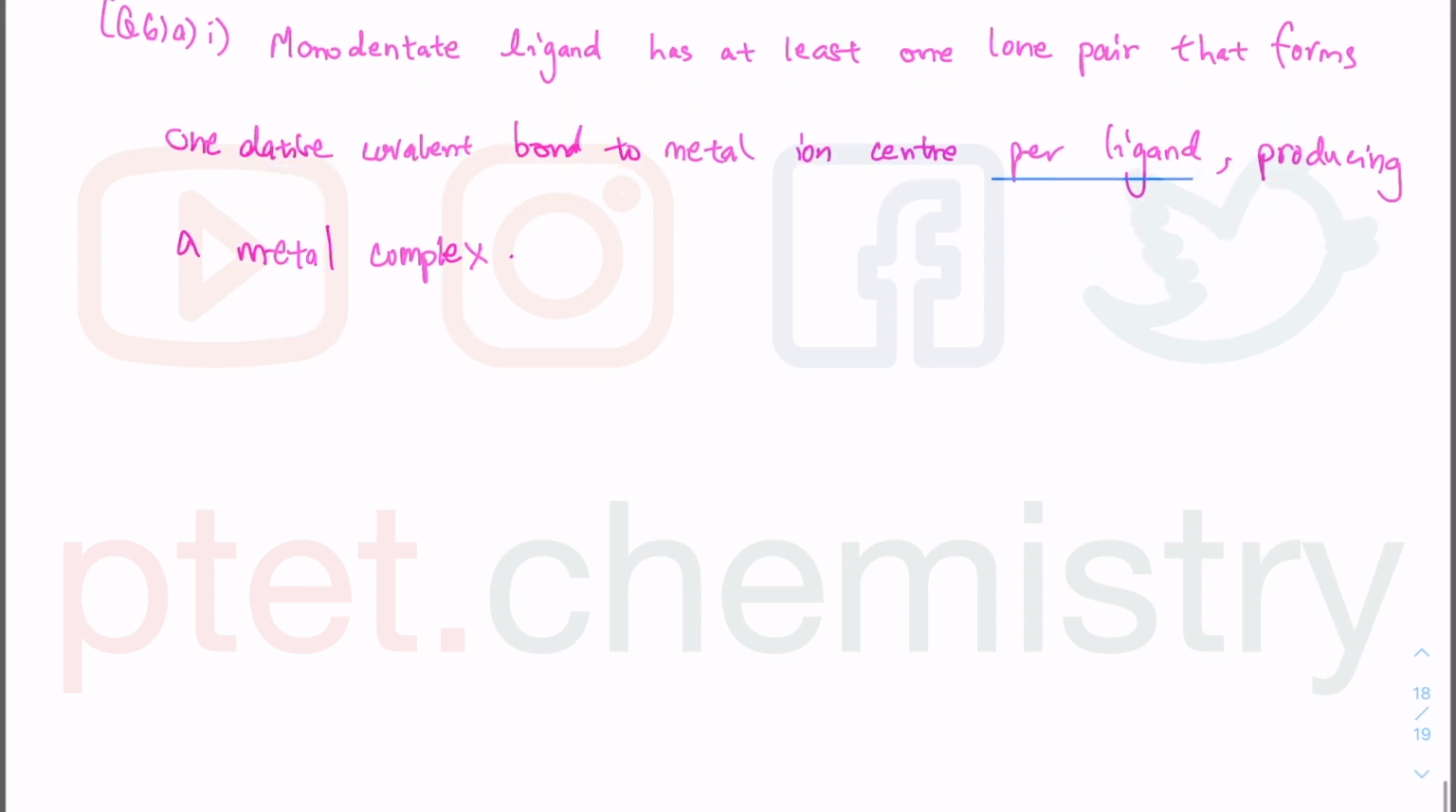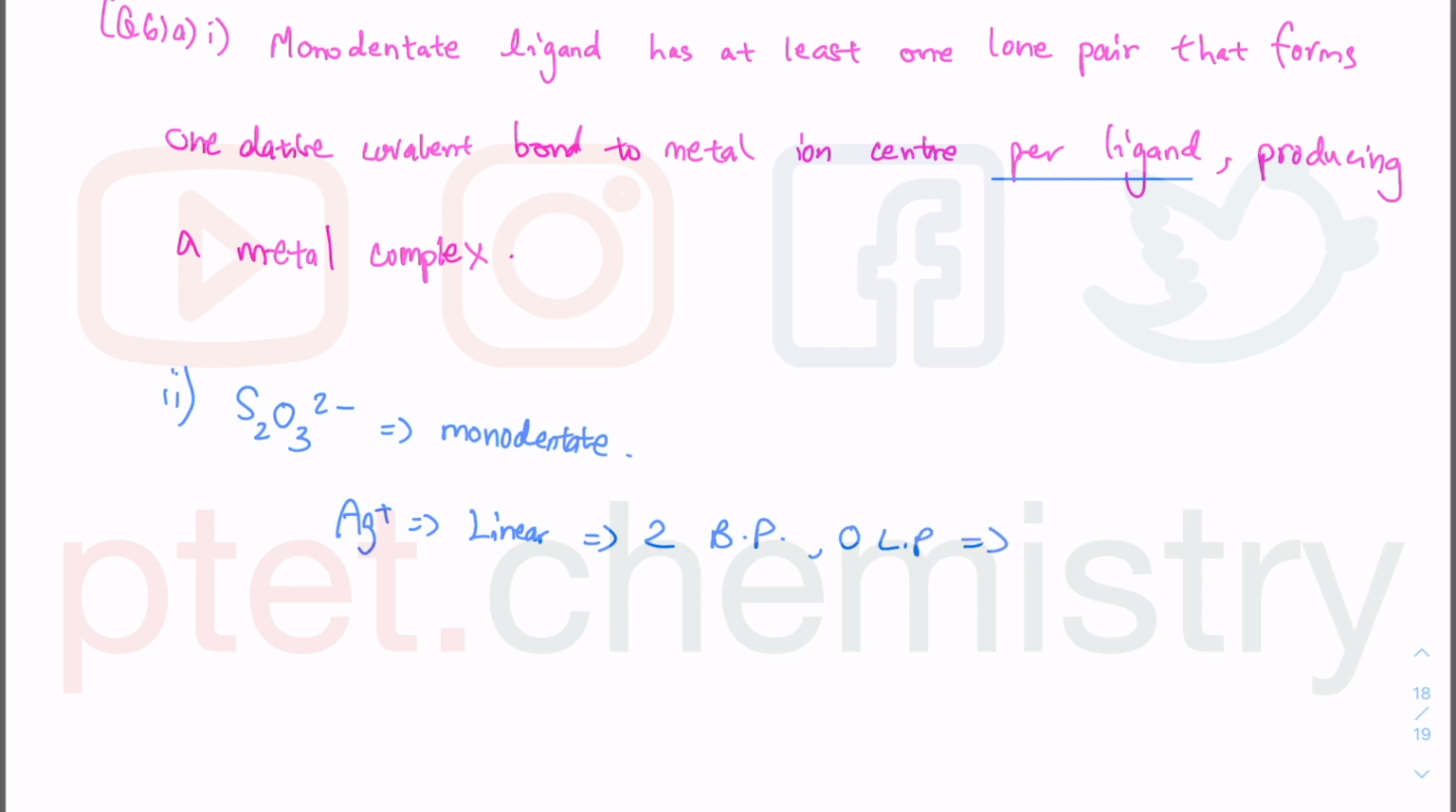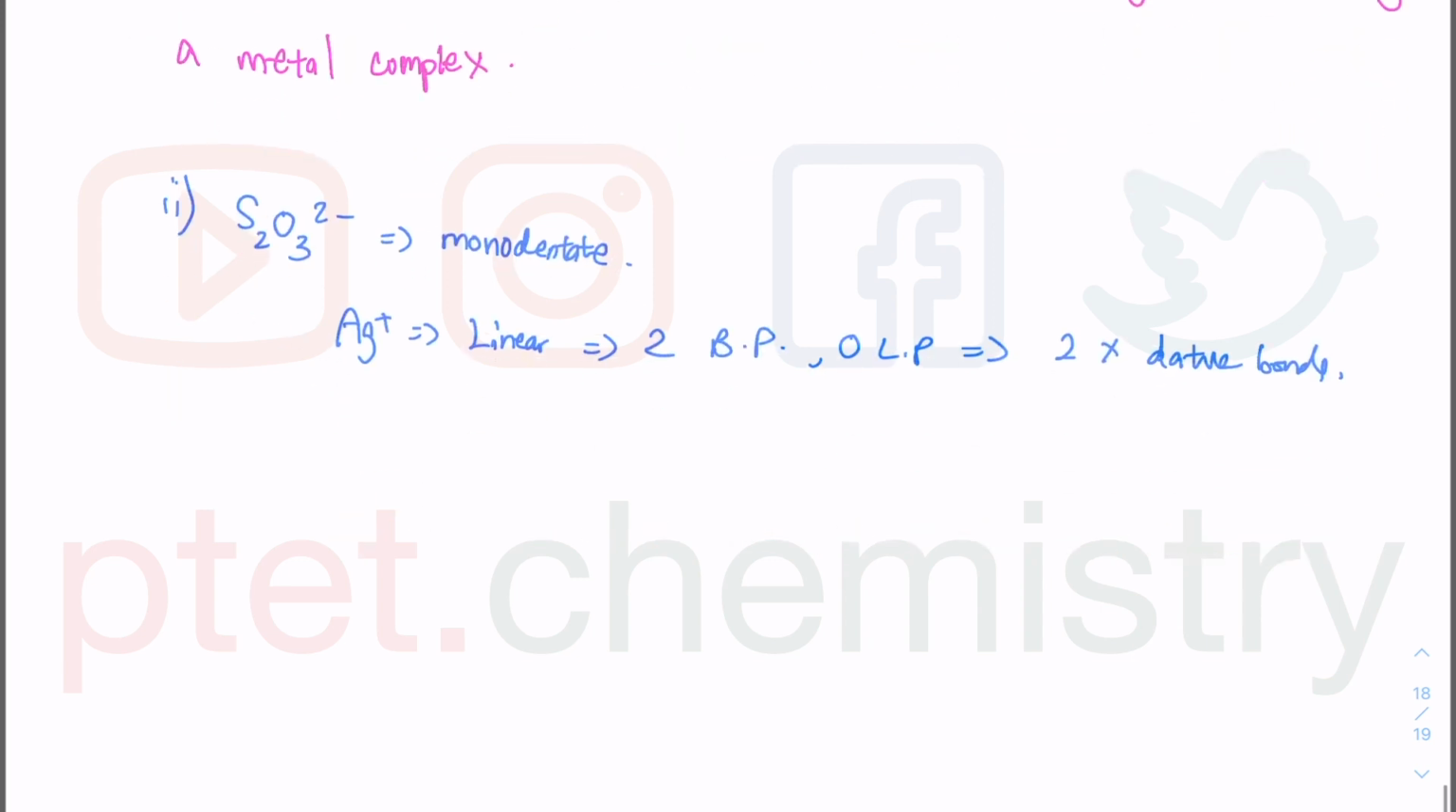So the next part of the question is basically about this S2O3 2 minus. They tell you that it's monodentate, and then they are telling you that Ag plus is linear. Linear meaning 2 bond pairs and 0 lone pairs. In the context of inorganic chemistry or complexes, we are thinking about 2 times dative bond. 2 times dative bond means 2 times monodentate ligand. So we will be thinking about Ag plus as well as S2O3 2 minus and S2O3 2 minus.